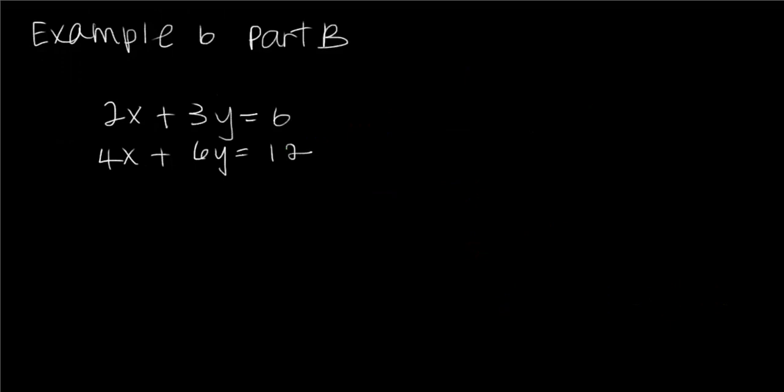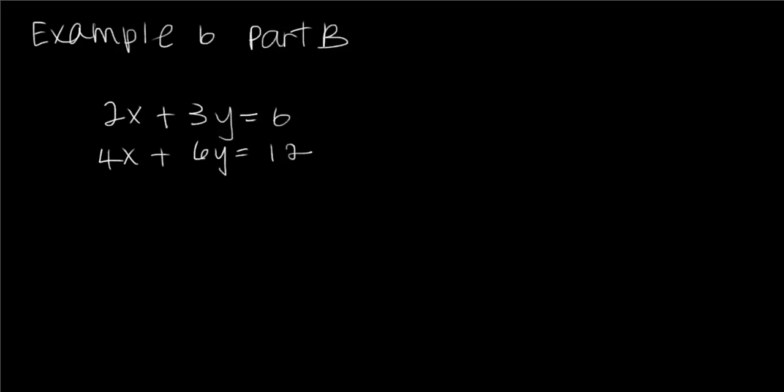We have a part B in example 6 with this new set of equations. We're going to look at the x's and y's and determine what we want to eliminate. And again, it doesn't really matter. I'm just going to go with x because it's the first thing that I see. And the top x, the coefficient is 2. The bottom one is 4.